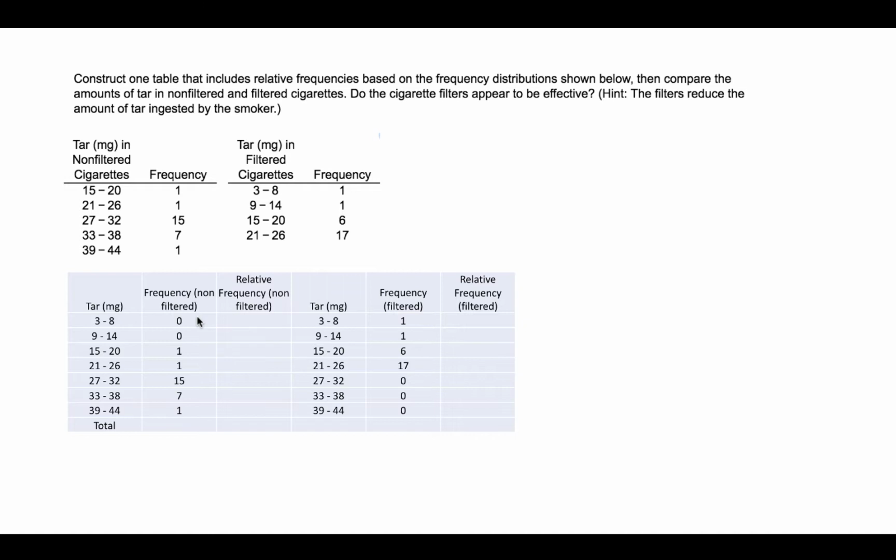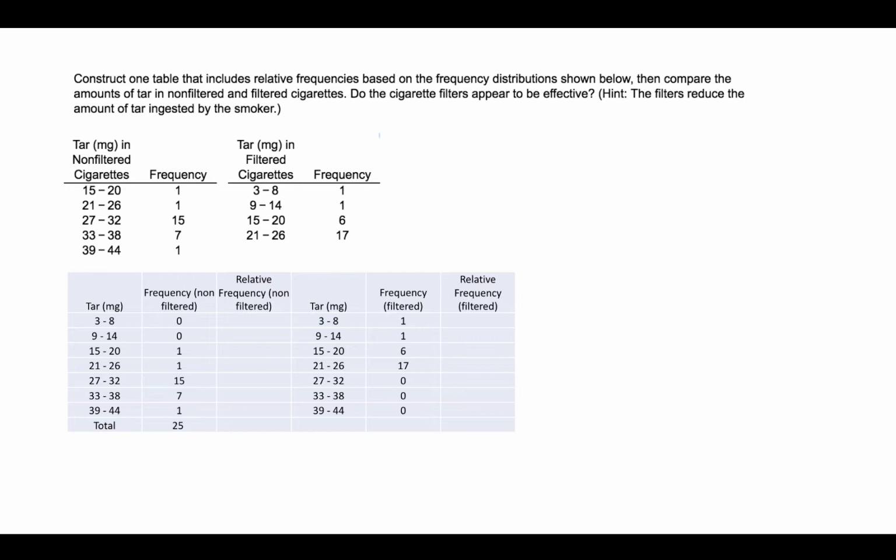Because the non-filtered cigarettes have no entries for the classes 3 to 8 and 9 to 14, these entries then will be 0 for these frequencies. For the filtered cigarettes, there are no frequency entries for the classes 27 to 32, 33 to 38, and 39 to 44, so those would be entered as 0 frequencies.